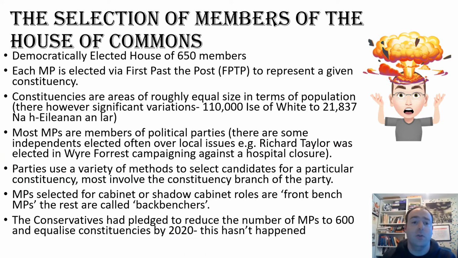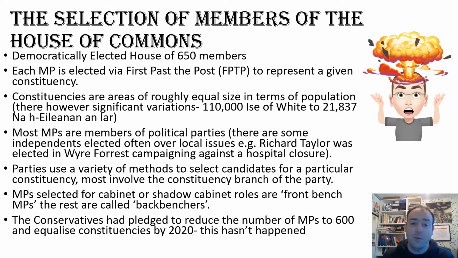Selection of the members of the House of Commons. Well, the House of Commons is democratically elected, and although it's the lower house, because it's the only democratically elected house, that is the thing that gives it its kind of sovereignty, its greater significance and greater power. It's made of 650 members, or MPs. They are elected via first past the post in their various constituencies.